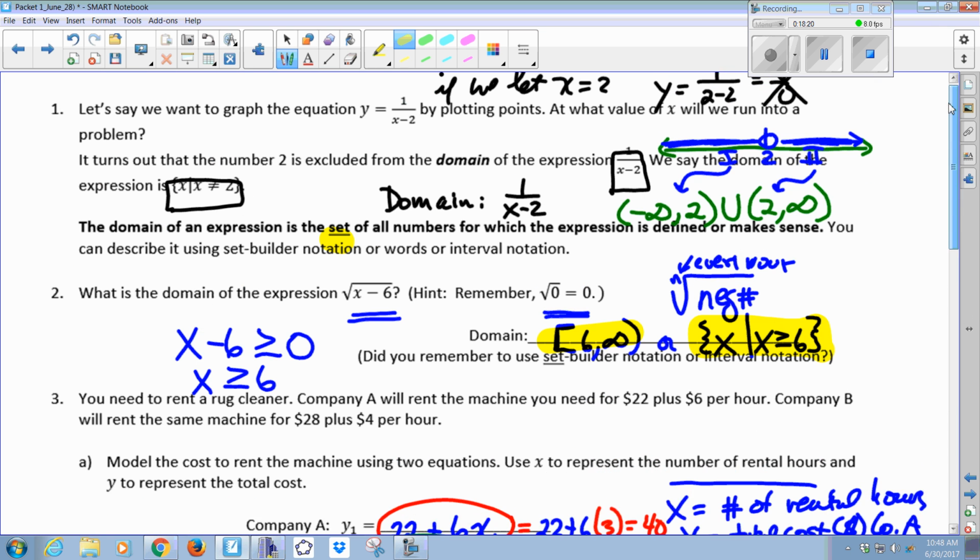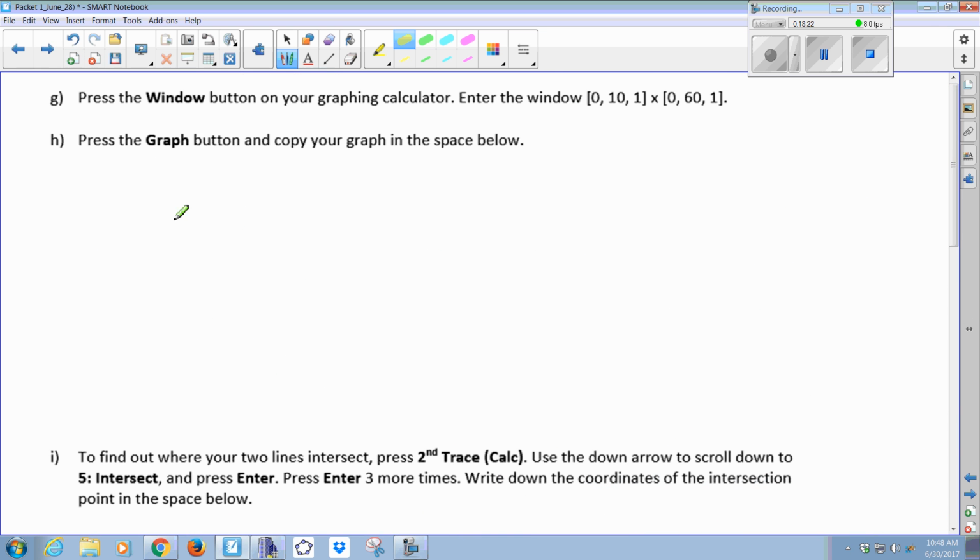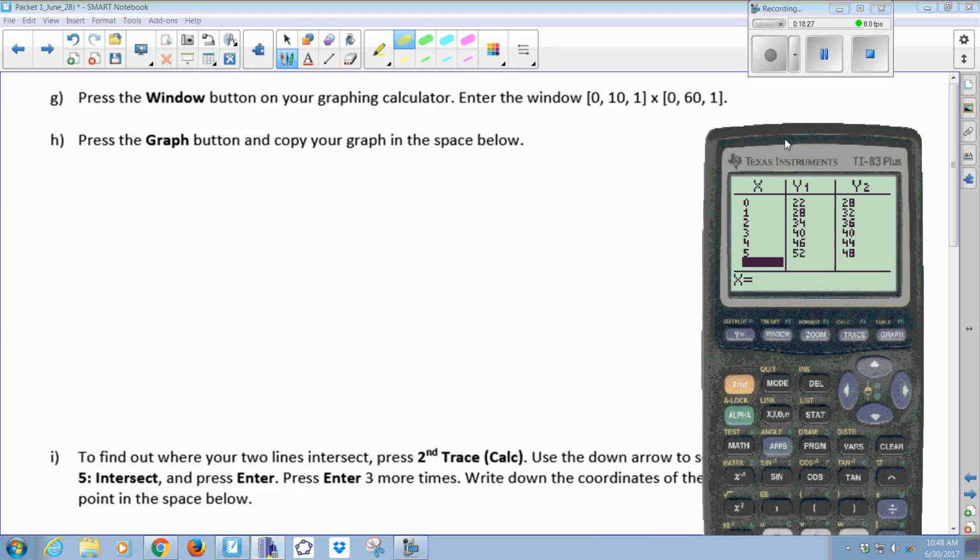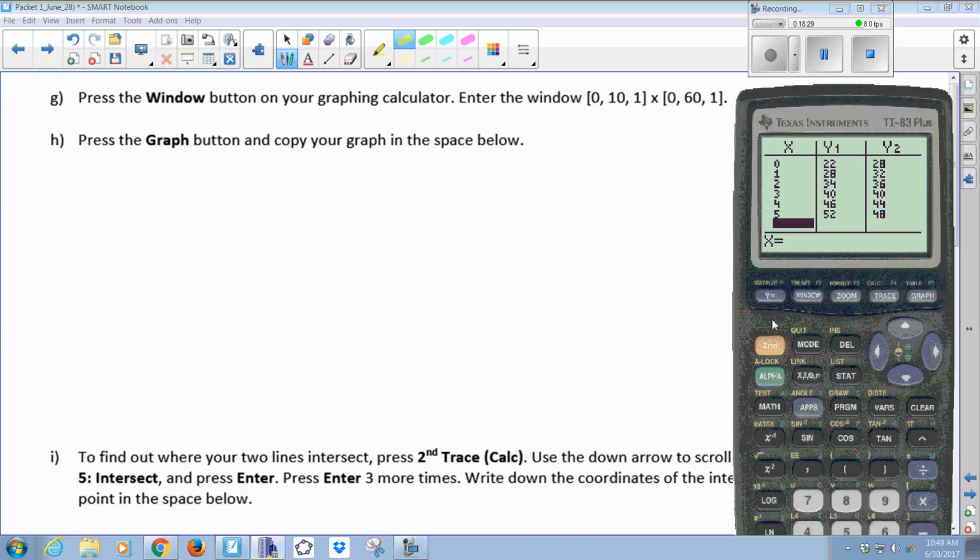Well, let's see. Let's take a look at the graphs here. All right. So I'm going to call up my calculator again. And we talked earlier about setting up the window. So let's set up our window here. We go to Window.